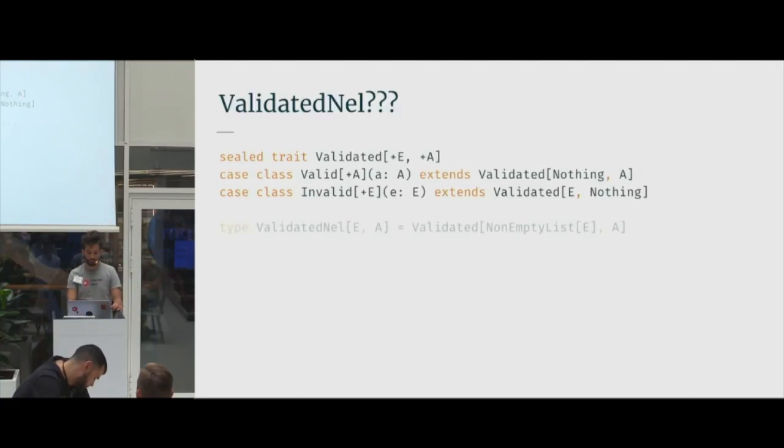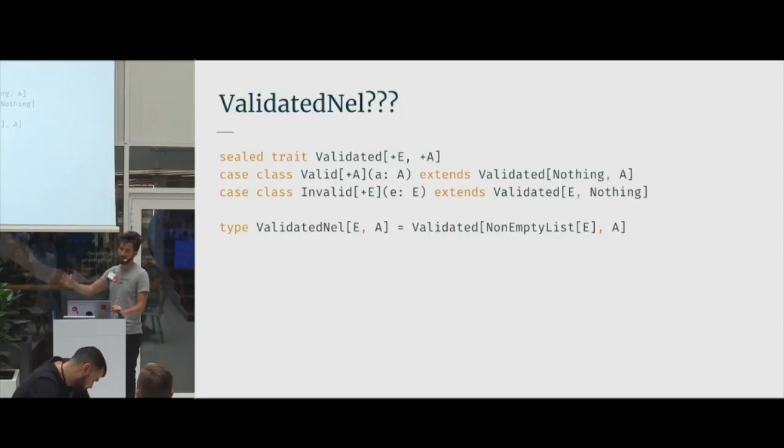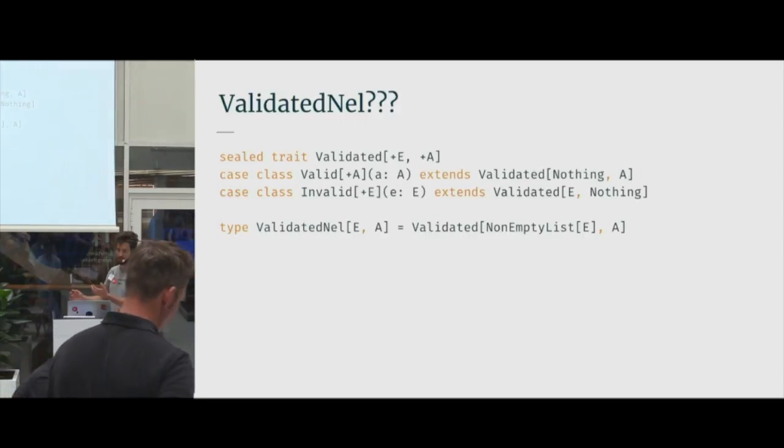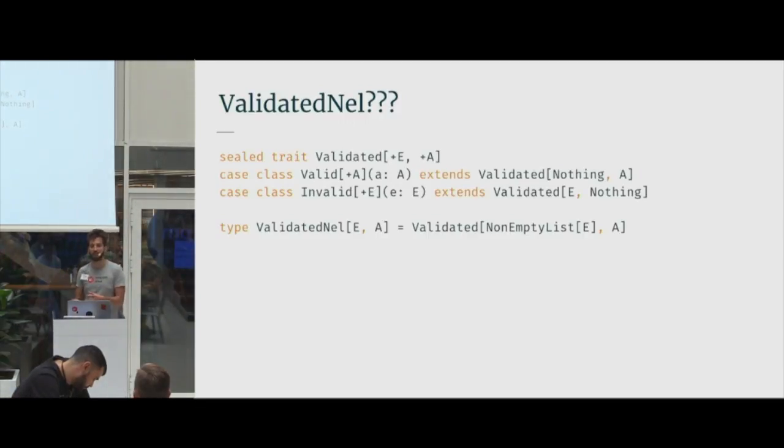And what can we do with it? We'll see. So we also have this validated NEL, and validated NEL just stands for validated, where the left side is actually a non-empty list of E and A. And that means that basically, well, non-empty list is just a list that is guaranteed to have at least one element.